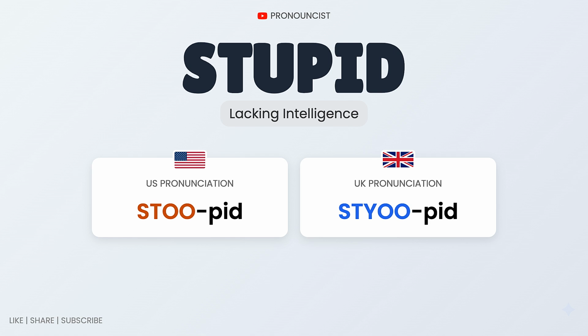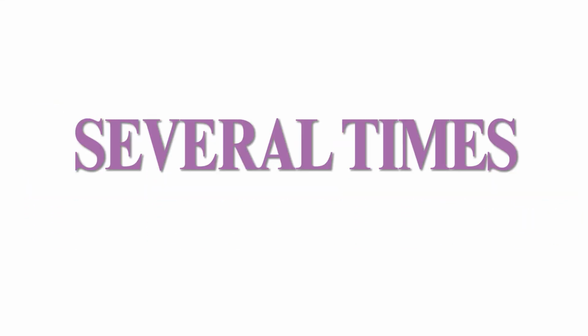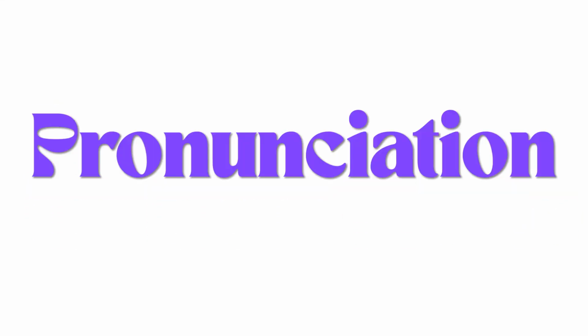Stupid. Practice repeatedly and you'll soon be able to say this word perfectly. The best way to practice is to repeat the syllable multiple times. The meaning of the word is lacking intelligence. Try repeating this word several times to improve your pronunciation.